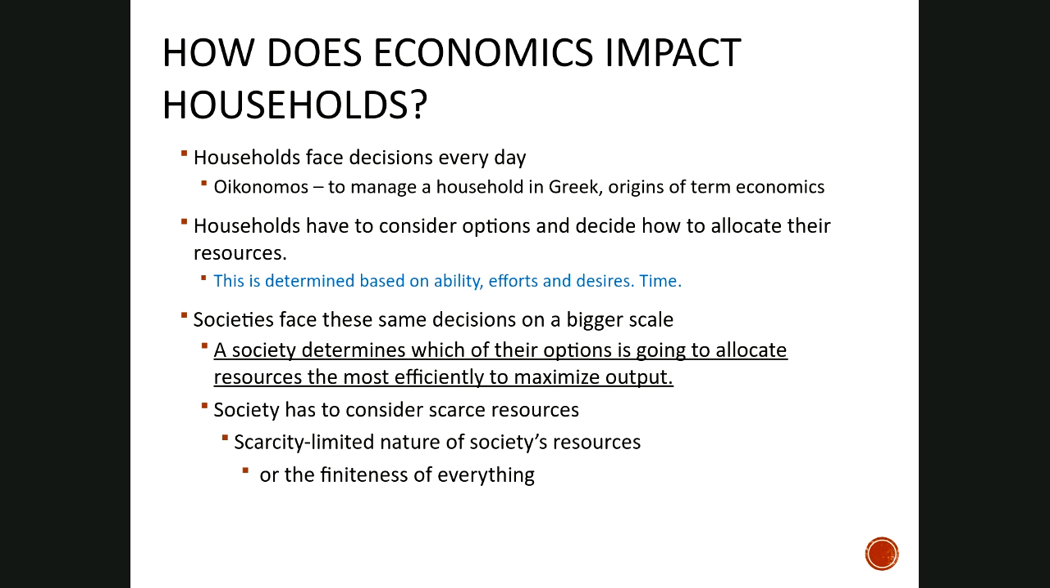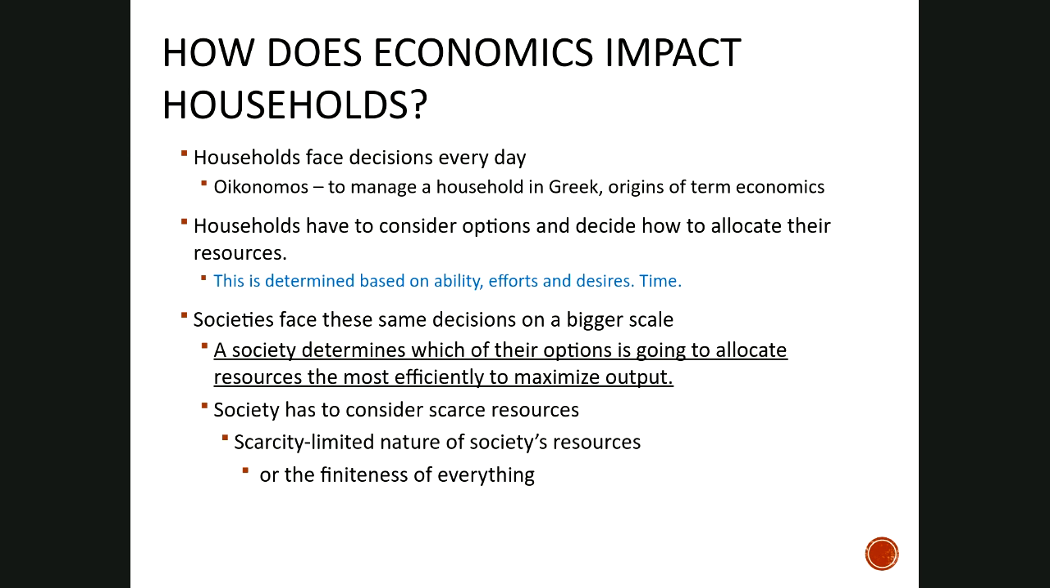Societies face these same decisions on a bigger scale because the US as a country is trying to figure out how to make decisions that make all the individual decisions of everyone in the country add up to something better for everyone. And a society determines which options it's going to allocate resources to based upon how efficiently that will maximize output. The idea here is that we are trying to maximize how much we produce, period. And there's a reason for that we'll talk about in a little bit.